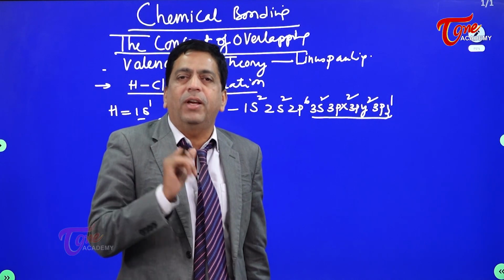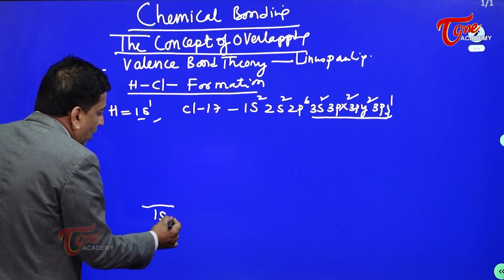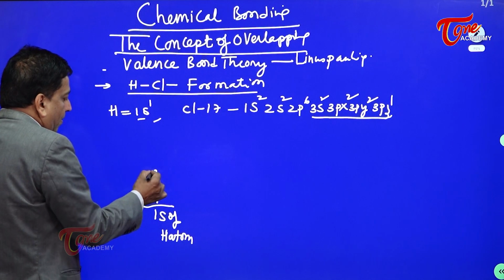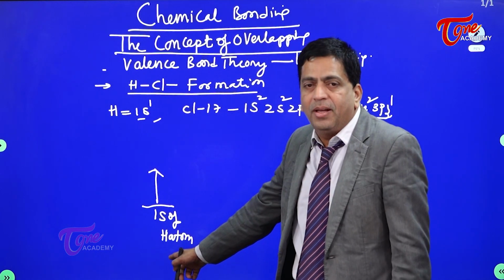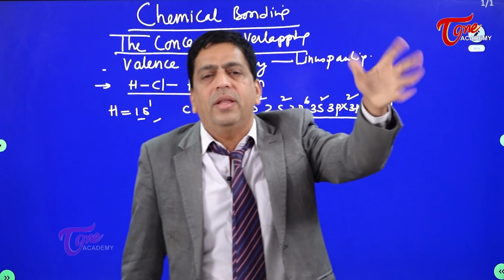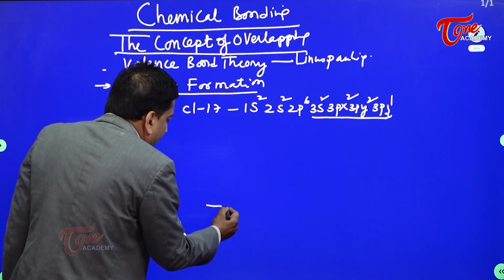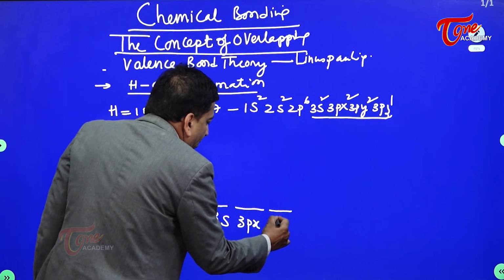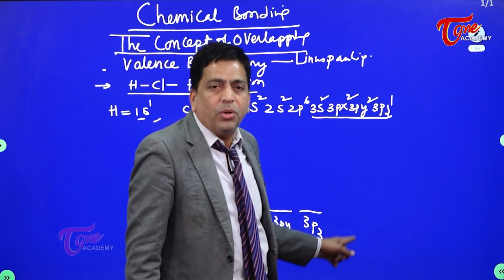Now we will give a nice explanation by drawing it. Look into this. This is the 1s of the hydrogen atom, and you have one electron, spinning clockwise. That is its configuration. Now I'm putting chlorine, and I'm not putting all the orbitals, just the outermost electronic configuration: 3s, 3px, 3py, 3pz. The entire outermost shell I have put.